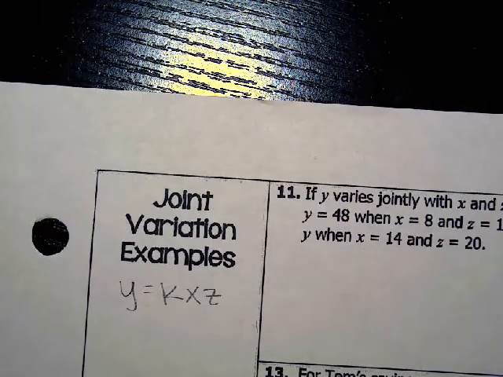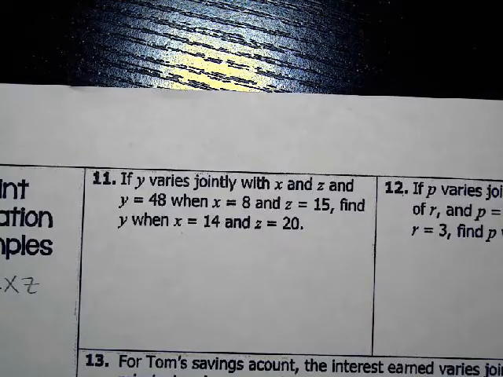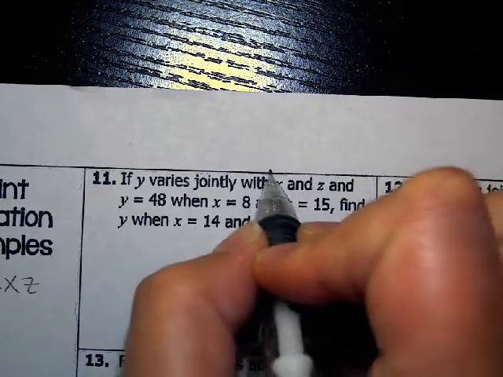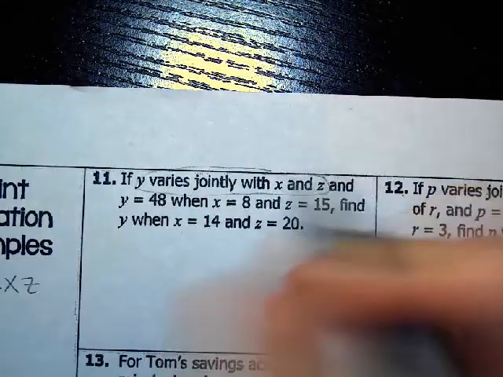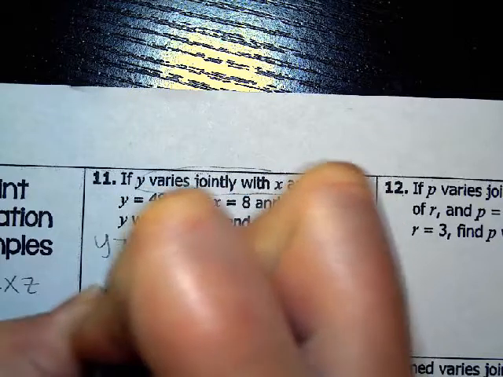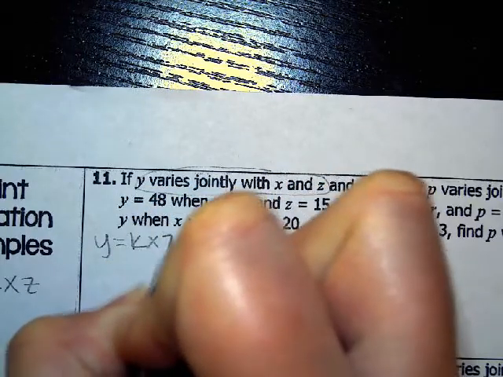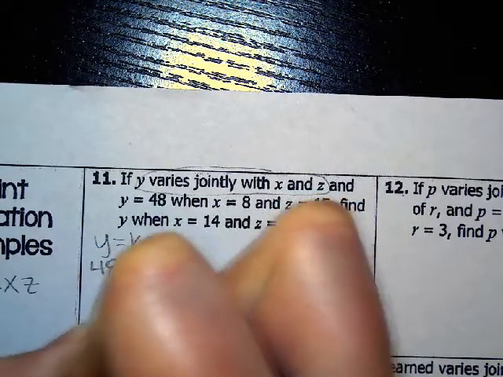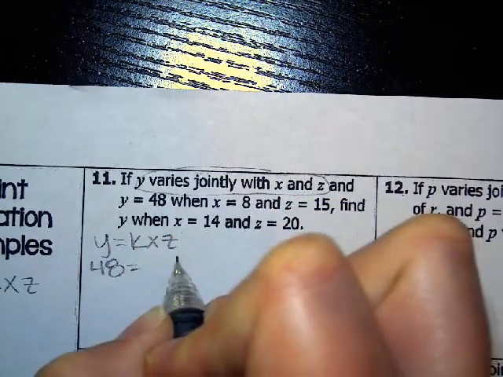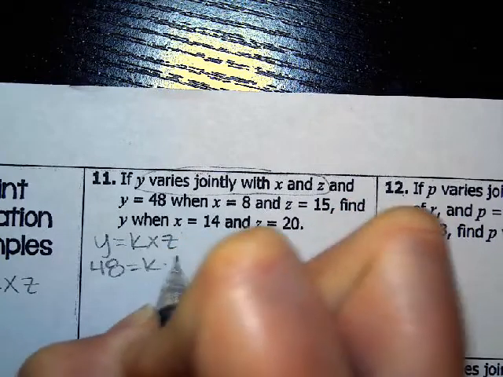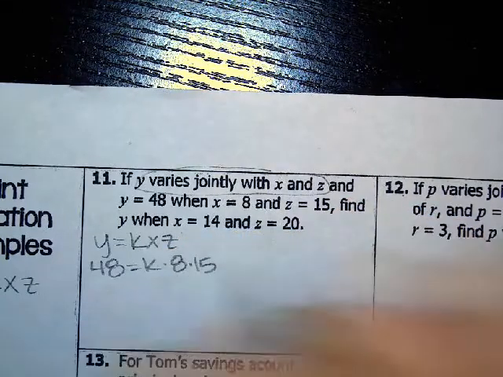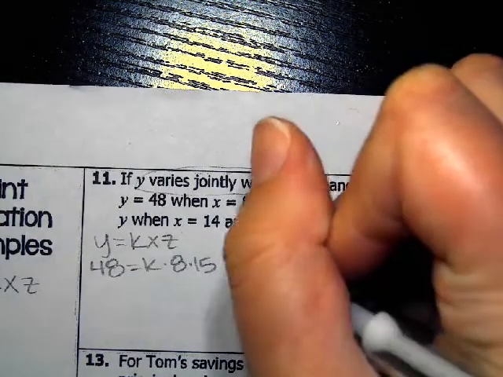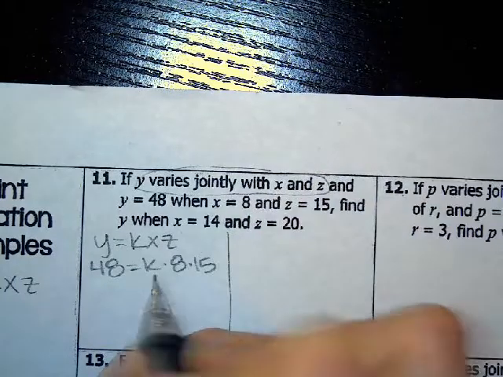Sorry, alarm went off. All right, so if y varies jointly with x and z, the way that this one is set up, the way that it's phrased, we are going to be writing y equals k times x times z, and y equals 48 when x equals 8 and z equals 15. Find y when x equals 14 and z equals 20. So here's the first half we want to find.